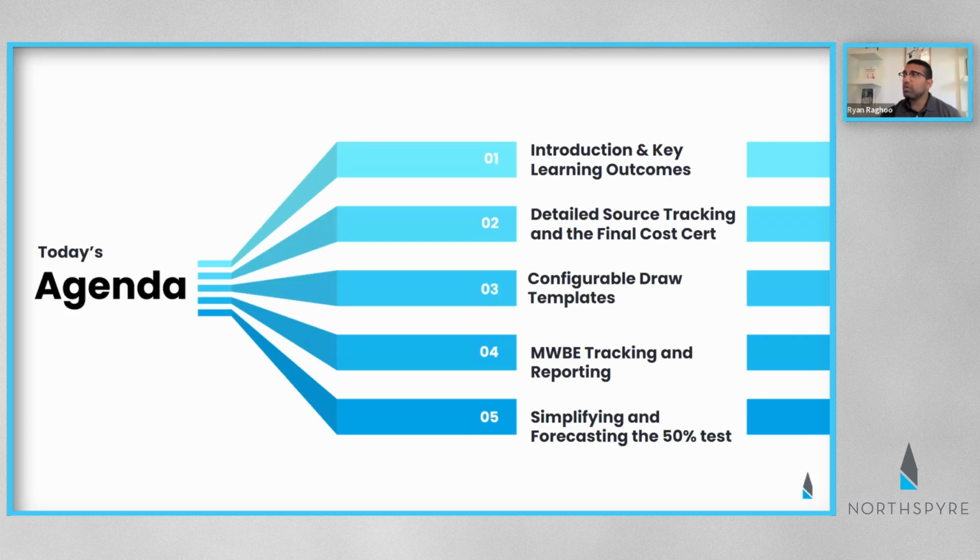And then we'll really get into the meat and potatoes of some of the solutions that we've come out with around this topic and are pretty excited about. Things like very detailed source tracking and how that can potentially help us at the end of the job at our final cost certification, configurable draw templates, MWBE tracking and reporting. And a big one there at the end, simplifying and being able to forecast whether or not we're going to meet the 50% test for any 4% bond deals. So some really critical things that we've been able to develop solutions around, and all from feedback from our customer base. And so we're excited to be able to bring this to you guys today.